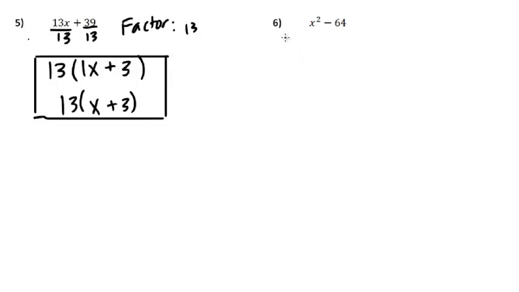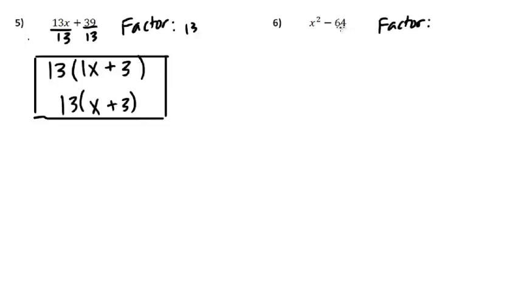Moving on to 6, okay, we look and we see if we can find a factor. So we look at x squared, okay, so it's going to have to be a variable. And then 64, well, that one doesn't even have a variable. So there is no factor. There's nothing in common between x squared and 64. So what do we do?